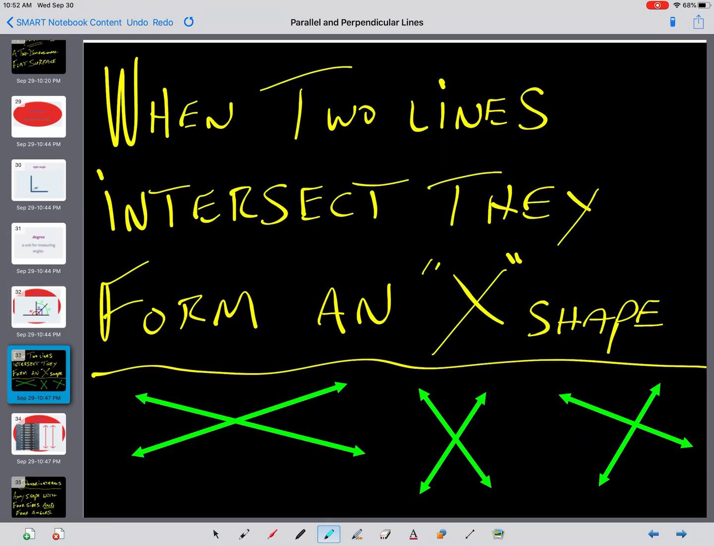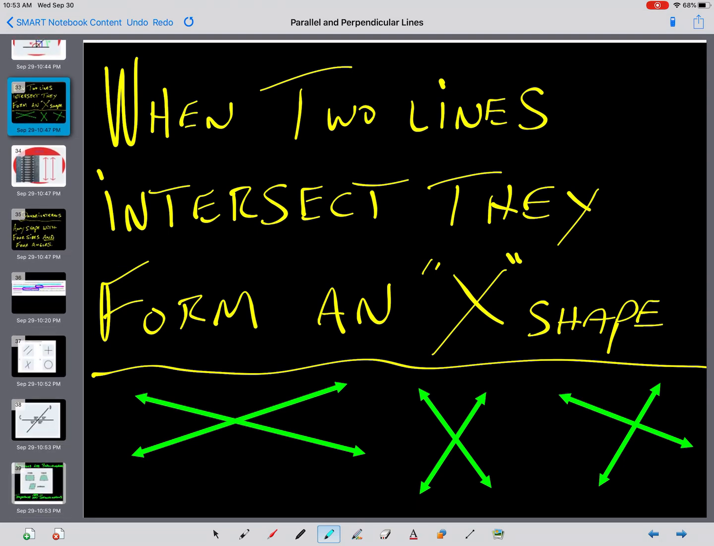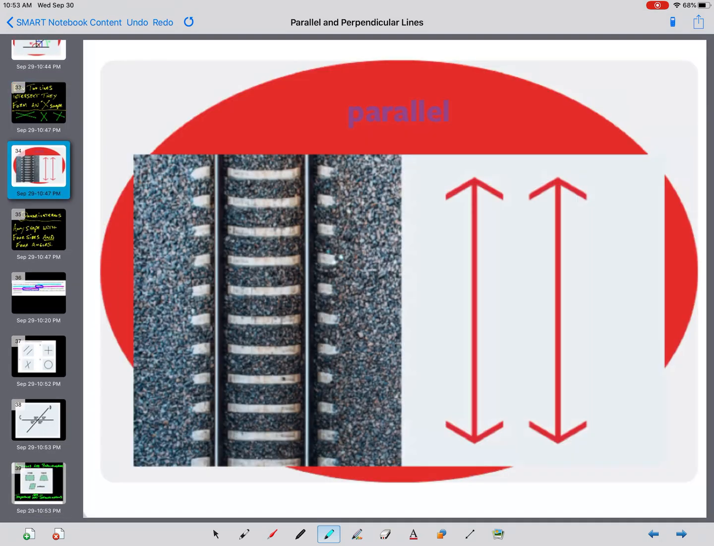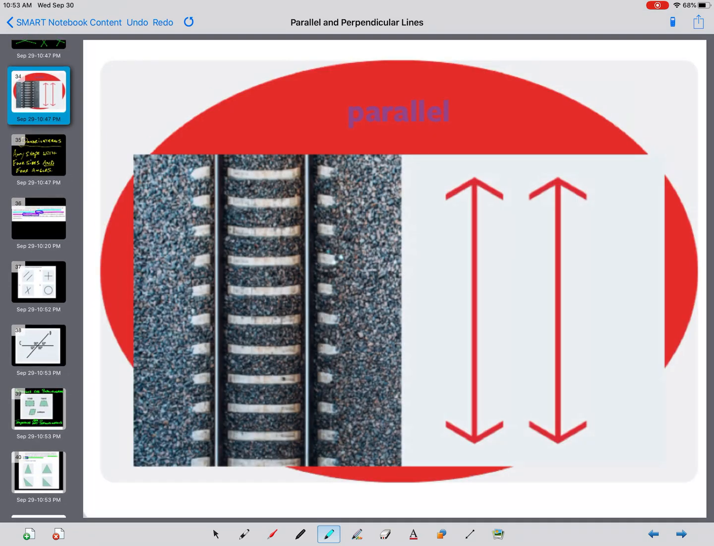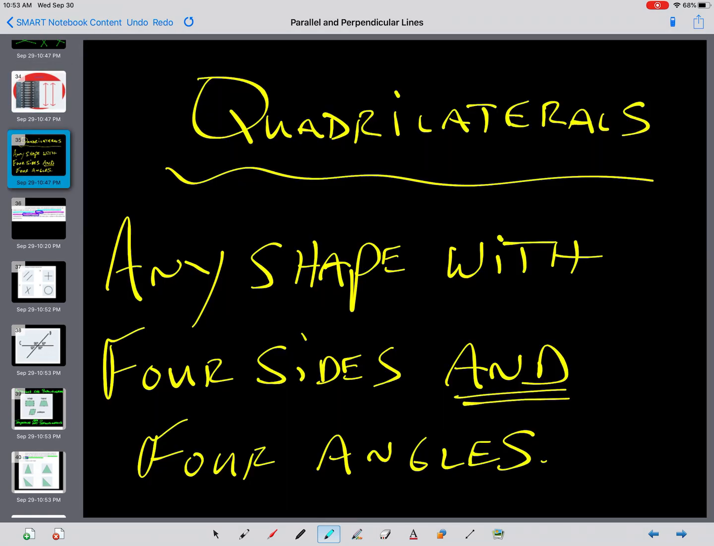You have to know that when two lines intersect, they form an X shape, just like the examples I've highlighted in green at the bottom of this slide. Okay, here's examples again of parallel lines that will never intersect. Quadrilaterals are any shape with 4 sides and 4 angles.